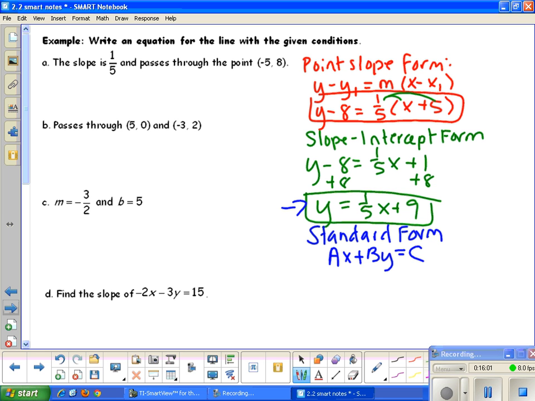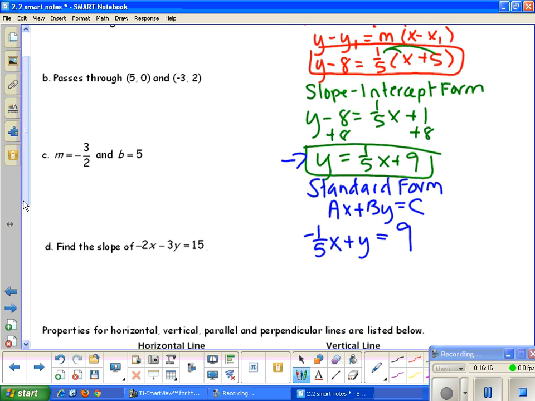So for this equation, we would have to subtract the 1/5 x to the other side. So when I do that, I would get negative 1/5 x, and I put the x first because it's ax plus by equals c, plus y equals 9. Now remember, we said when we are writing equations in standard form, we do not like to have negative a value, which we have, and we also don't like to have fractions. So how do I get rid of that negative? I would multiply everything by -1. How do I get rid of that 5? 1/5, I would multiply everything by 5. So basically what that means is I'm multiplying both sides by -5.